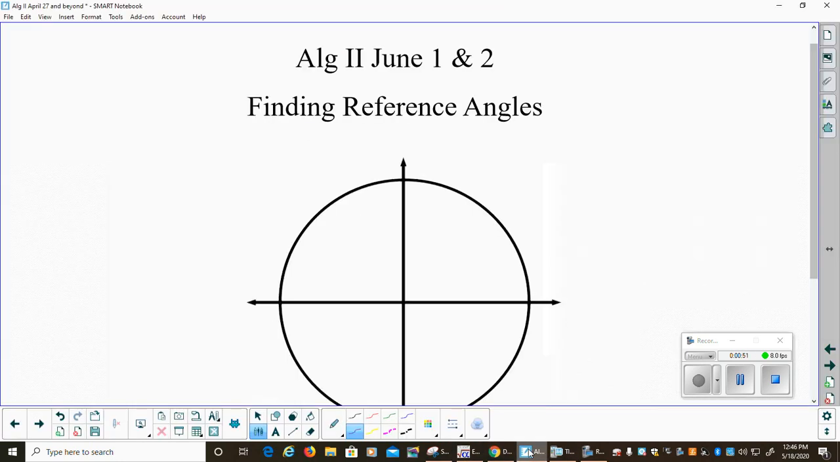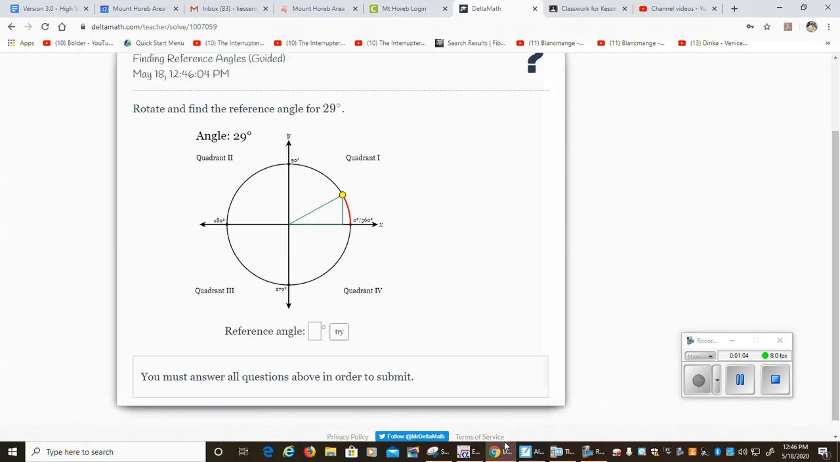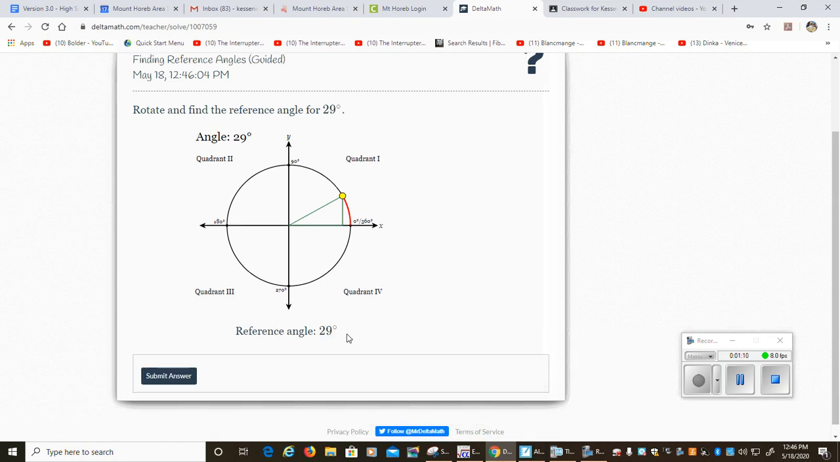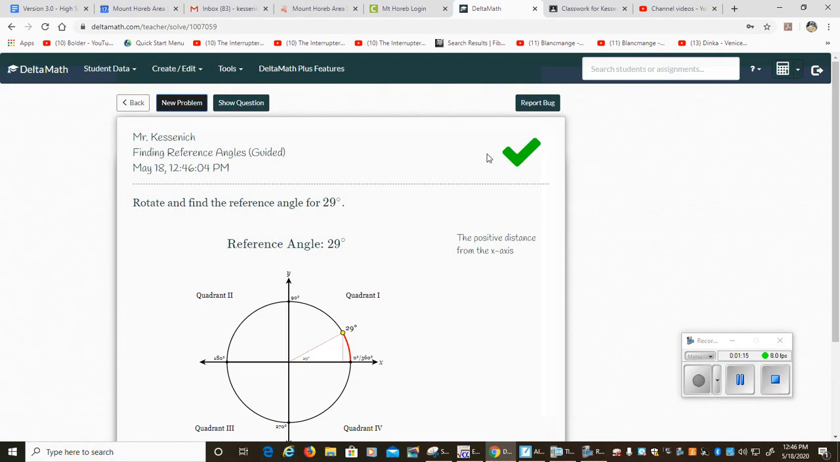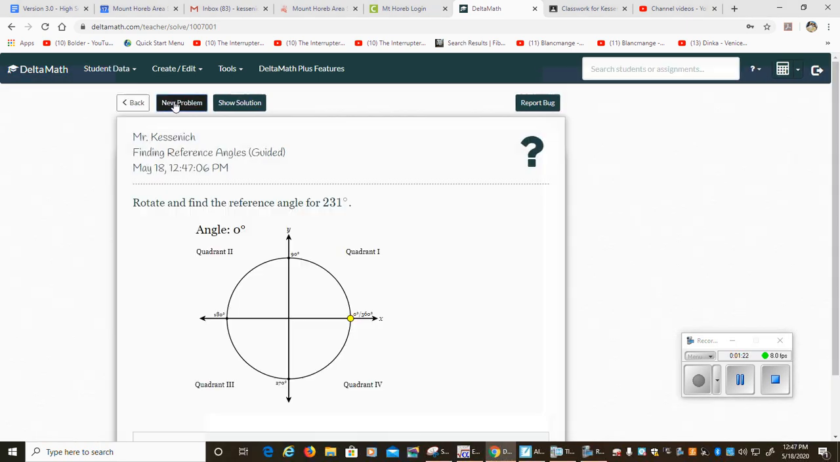Let me come back because I'm going to use those words. This is quadrant 1. This is quadrant 2, 3, and 4. Right? So when you're in the first quadrant, it's just the angle. So all you would do is come down here, type in 29 because you're in the first quadrant. It says submit your answer, and it tells you it is correct. It's the positive distance from the x-axis. Let's try a new one.